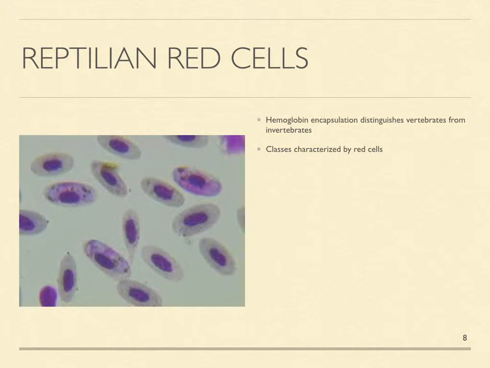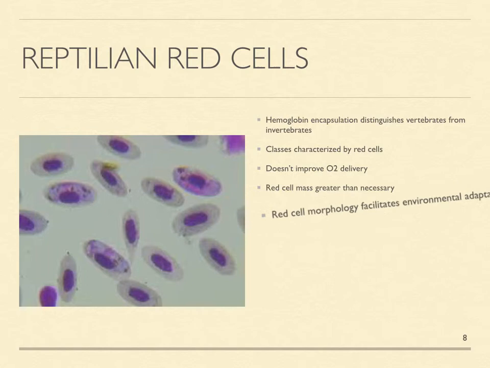Conventional theory assumes that the primary purpose of red cells is to deliver oxygen to peripheral tissues, but encapsulation does not improve the oxygen carrying capacity of hemoglobin or tissue delivery of oxygen, and red cell mass is far greater than needed for effective oxygen transport. Red cell morphology alters vertebrate blood turbulence to facilitate environmental adaptation. Mammals evolved directly from reptiles, so they are closely related, but their red cells are dramatically different.